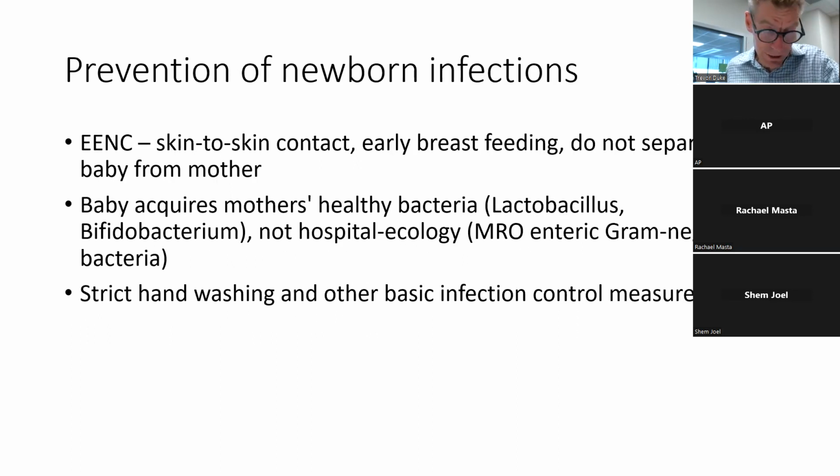I want to just say something in the final moments about prevention. And I think it's important that we understand why certain things prevent newborn infections. You'll hear a lot about early essential newborn care preventing infections, and it's important that we understand why that's the case. Why would skin-to-skin contact with the mother and early breastfeeding and not separating the baby from the mother result in a much lower risk of bacterial infections in babies?